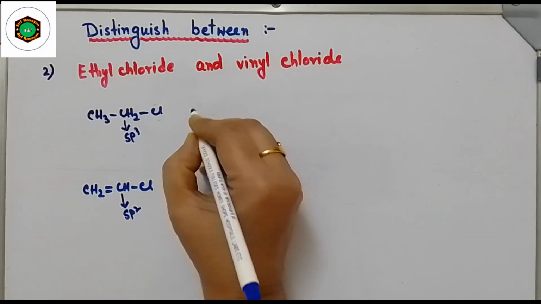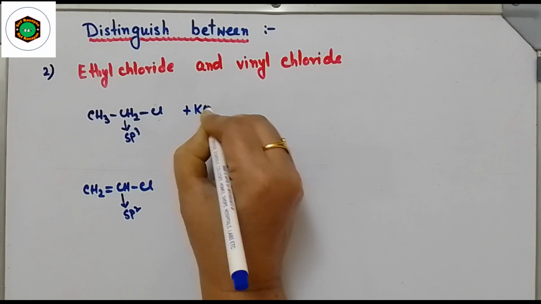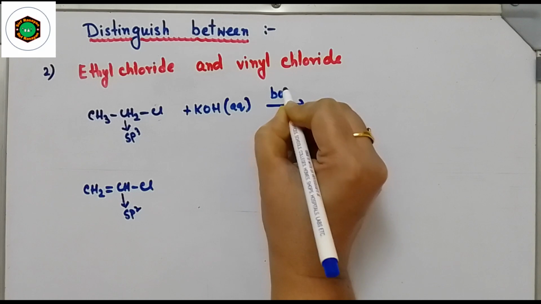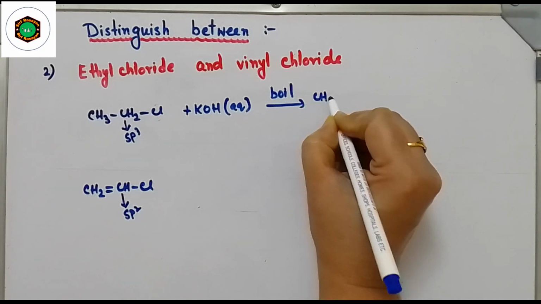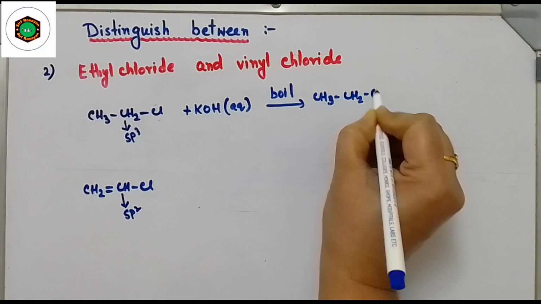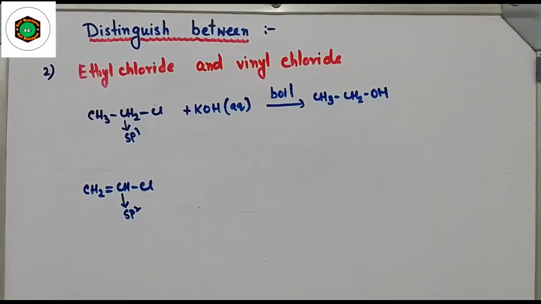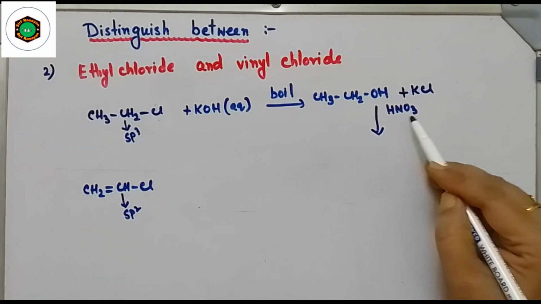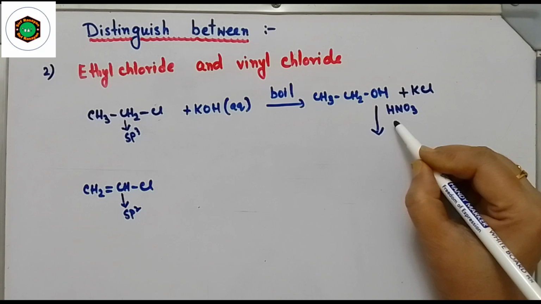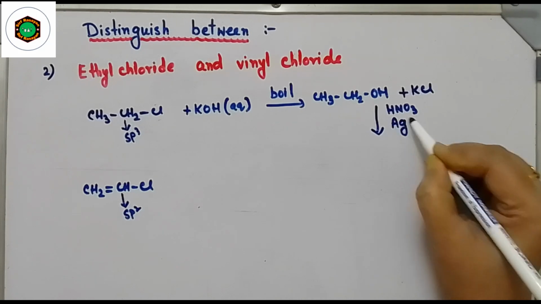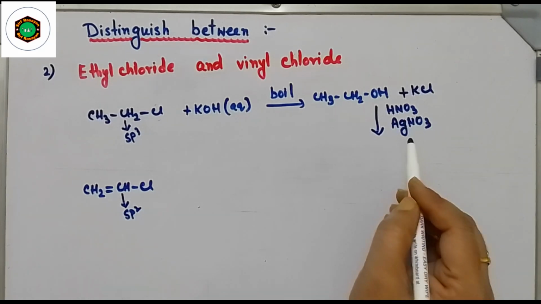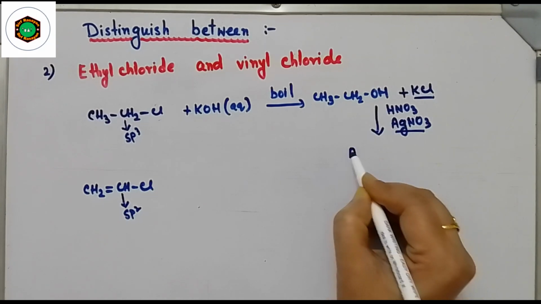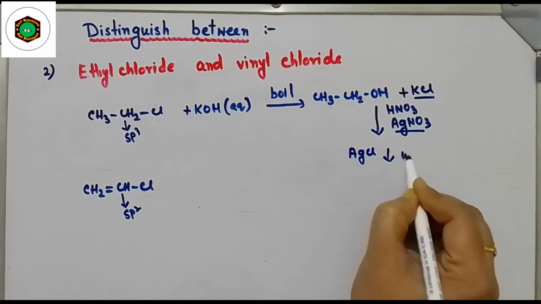So if you treat this compound with aqueous KOH and boil it, by nucleophilic substitution we will get ethanol plus KCl. Now in that medium, if you first neutralize with dilute HNO3 and then add silver nitrate, what will happen? By the reaction of this and this we will get a precipitate of AgCl, white precipitate.